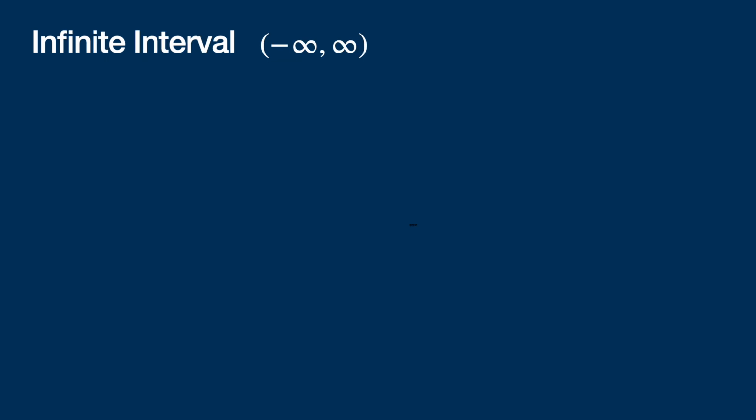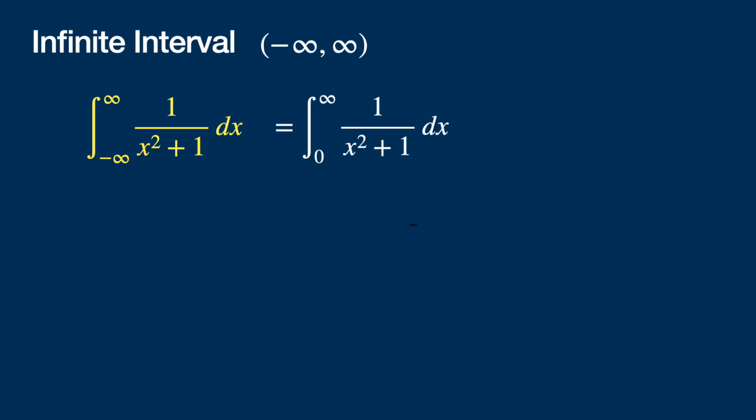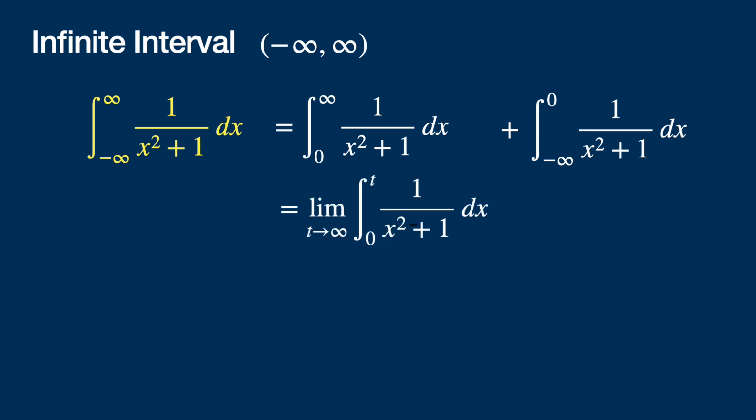Let's have this example, guys. Negative infinity to infinity: we're going to integrate from negative infinity to infinity, 1 over x squared plus 1 dx. So we're going to break it down into two improper integrals. The first one is 0 to infinity, 1 over x squared plus 1 dx. The second is negative infinity to 0, 1 over x squared plus 1 dx. The first one, by definition, is limit t approaches infinity, 0 to t, 1 over x squared plus 1 dx. The second, by definition, is limit t approaches negative infinity, t to 0, 1 over x squared plus 1 dx.